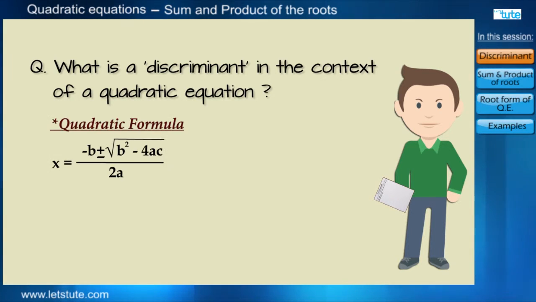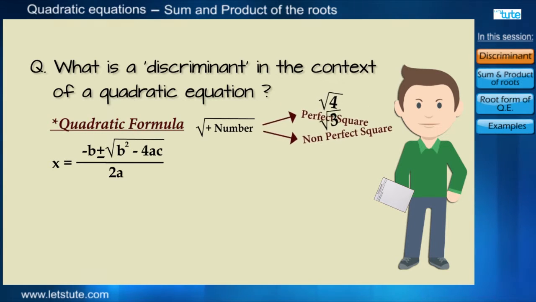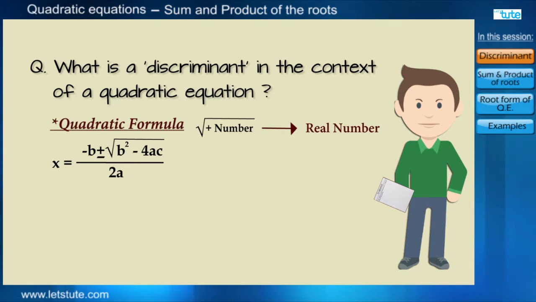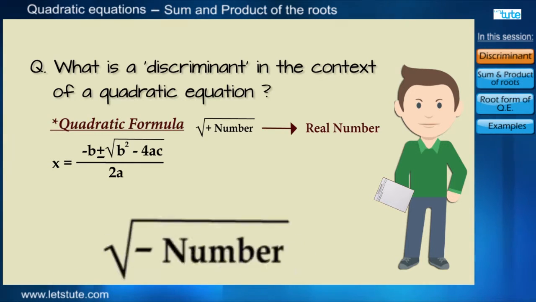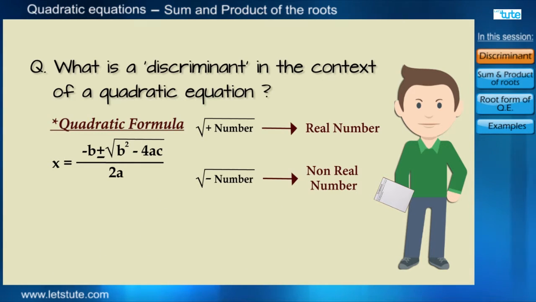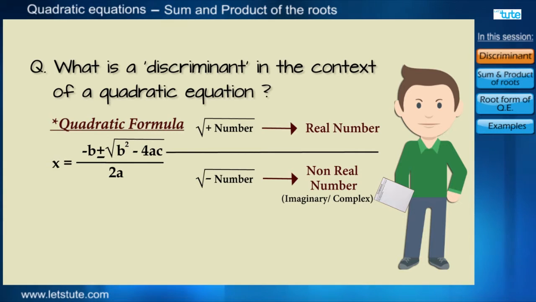He said, in the quadratic formula, the term under the square root, b square minus 4ac, is called the discriminant. He elaborated further that the square root of any positive number is either a perfect square or non-perfect square, but the resultant will be a real number only. Whereas square roots of negative numbers are not real. They are imaginary, or say complex numbers. We call it discriminant because it discriminates the real and non-real roots.